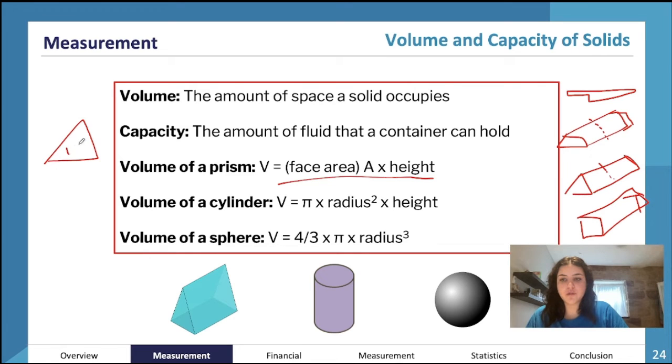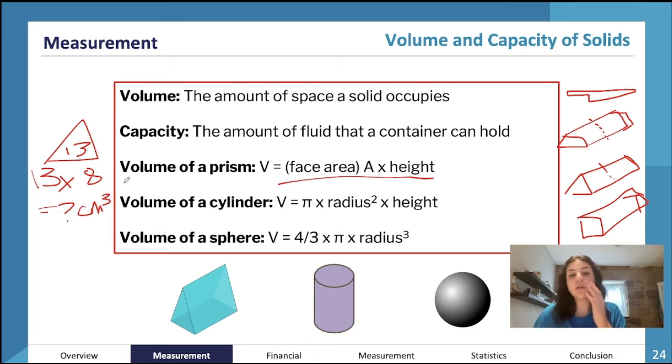Say the area of this was 13 centimeters squared. It'd be 13 centimeters squared times whatever the height was, 8. And that would be your volume, cubed. That is for prisms. Now for cylinders and spheres, we do a different formula. Cylinders, volume is pi times radius squared times height.